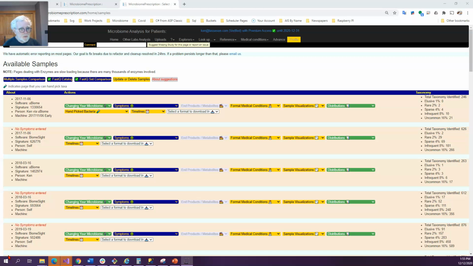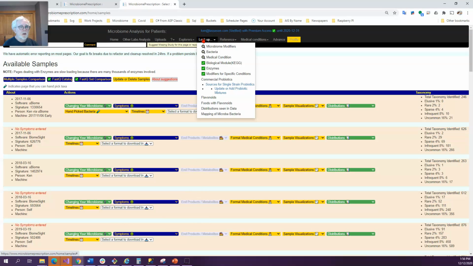Once you log onto the system, you have your samples, which may just be one, or like mine, many, and you have lots of choices of where to go and what to do. So a walkthrough is intended to cover the topic and show you a couple things. A good starting point is to go here and look up.